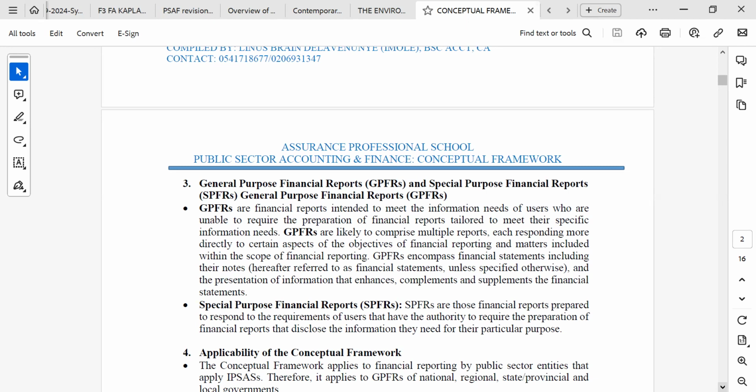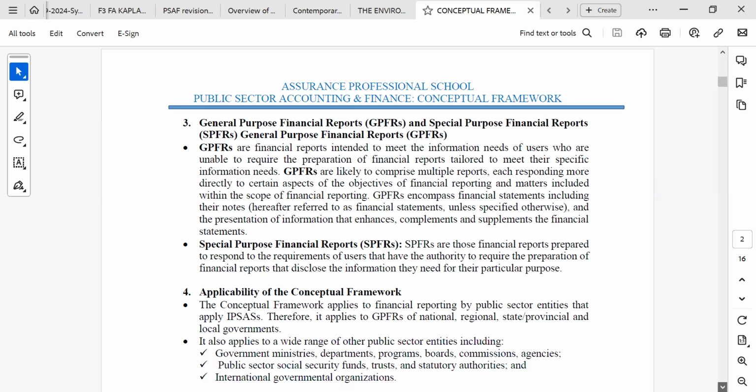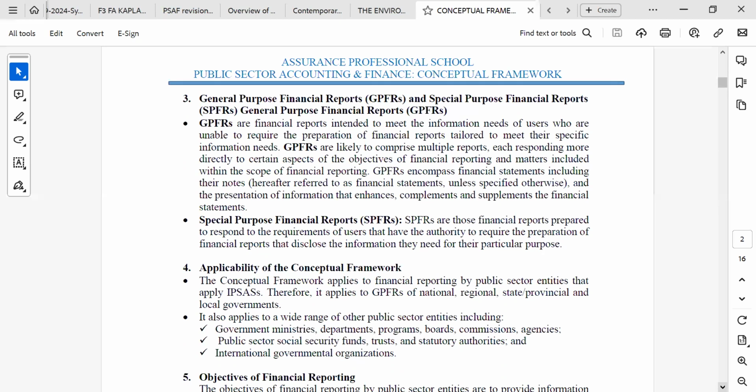Okay, let's come to the applicability of the conceptual framework. Which institutions have to use the conceptual framework? Who are the people who have to apply the conceptual framework? That is what we are saying, the applicability of the conceptual framework. The conceptual framework applies to financial reporting by public sector entities that apply IPSAS. So any public sector entity that adopts IPSAS has to use the conceptual framework, because there will be an issue that will not be covered by the IPSAS and they have to use the conceptual framework.